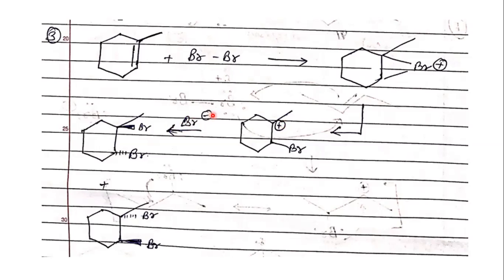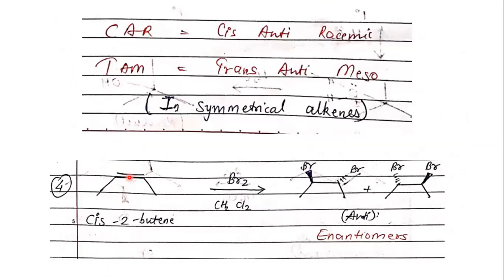and the other Br minus is now going to attack this carbon. Again, there will be anti-addition. One will be wedge, one will be dash, another will be dash, and another will be wedge. So they will again have a pair of enantiomers, from the addition of bromine.